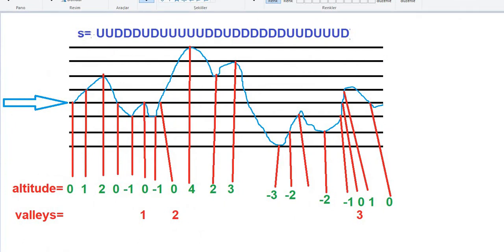This problem gives us a string including U's representing up and D's representing down. And depending on these U's and D's, we will count the number of valleys. How will we do it?